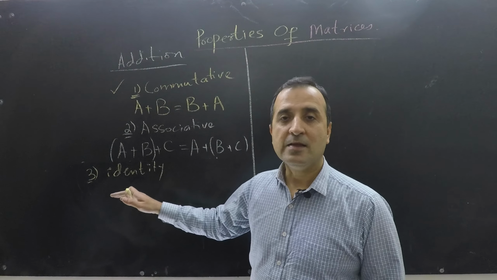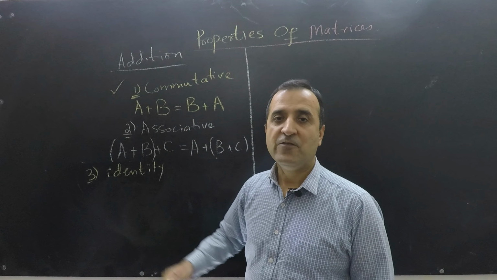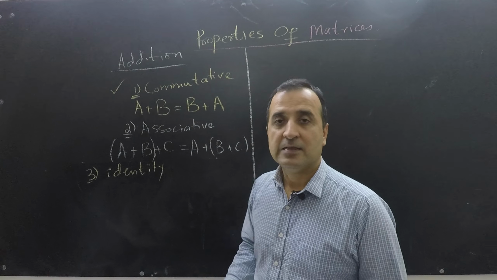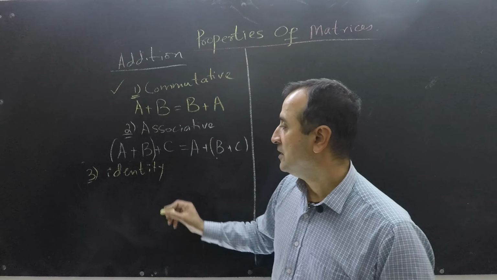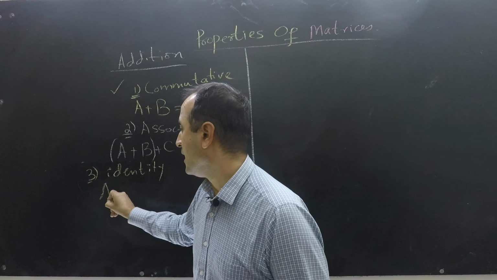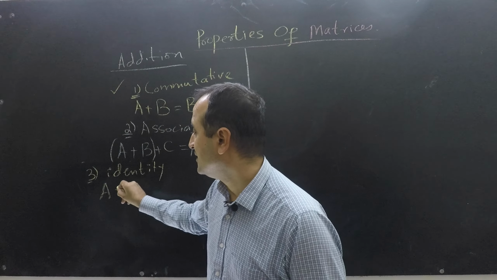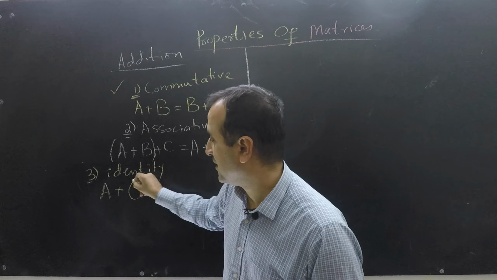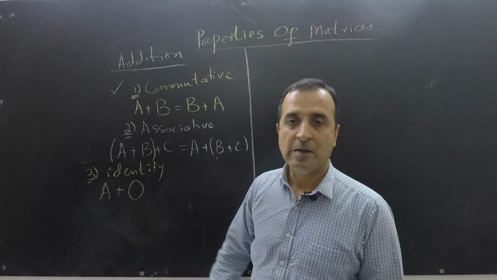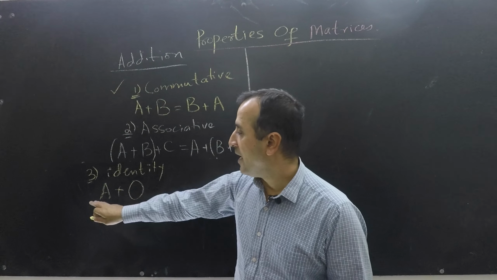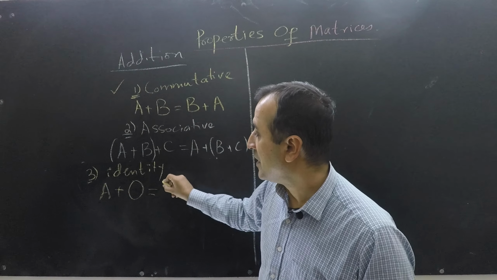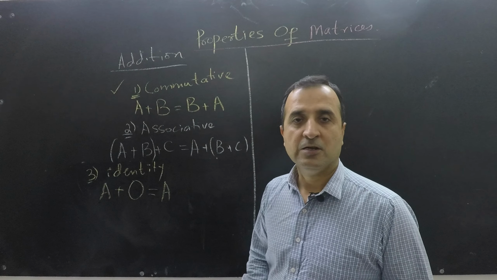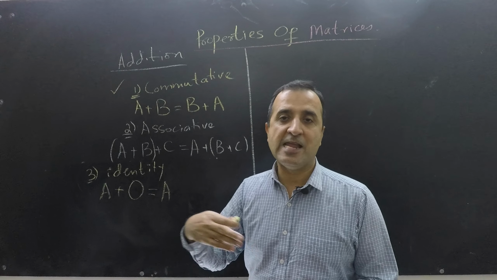So identity is a special matrix. If I add that matrix, then my result remains the same. That means if I add in A my special matrix, I call that matrix O. We can call the matrix anything, but I call that matrix O. If I add in A my special matrix O, my result remains A. So addition has not changed my result.